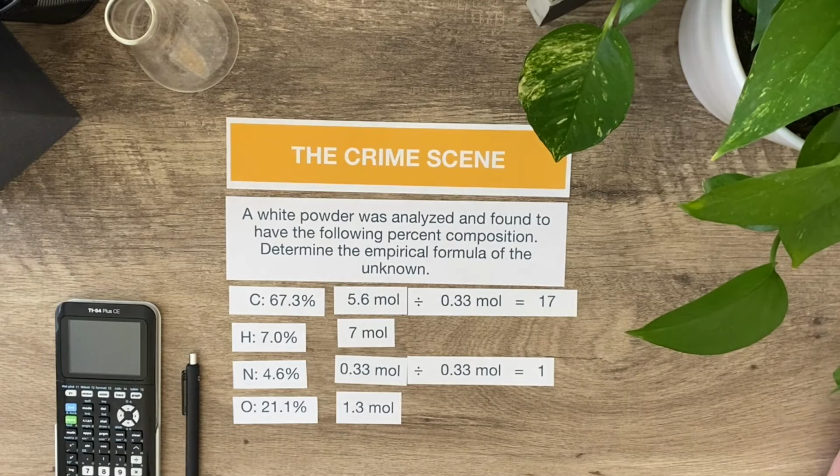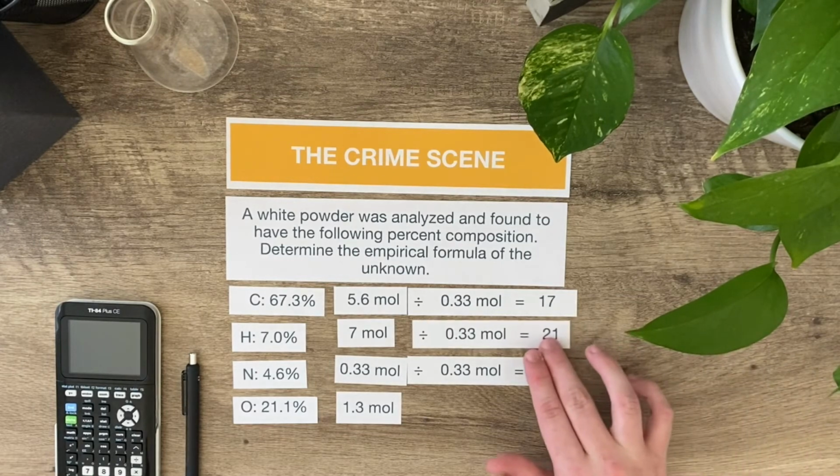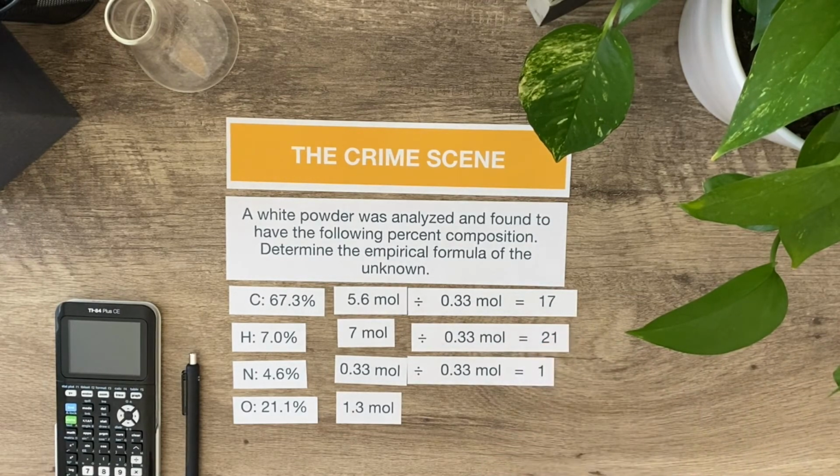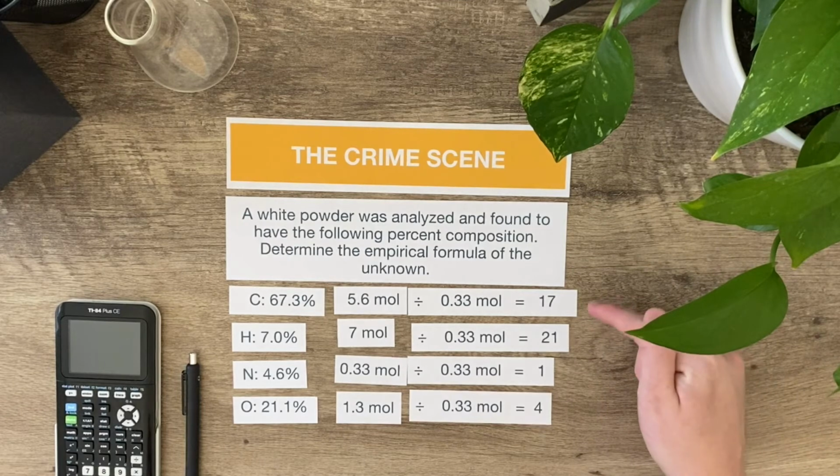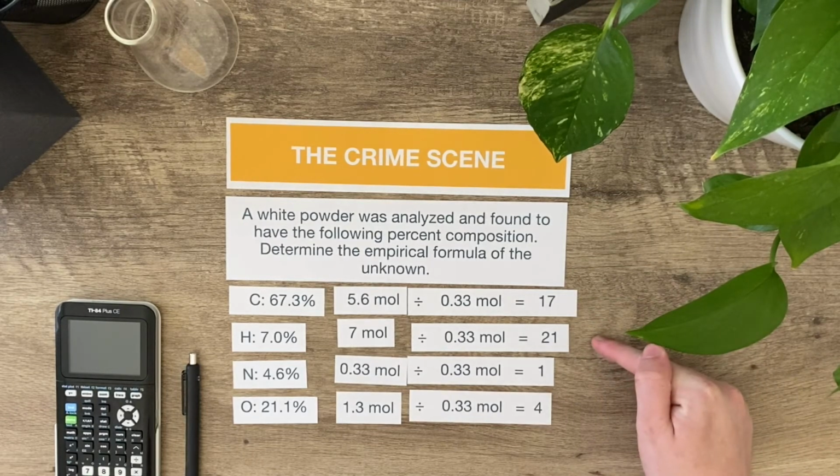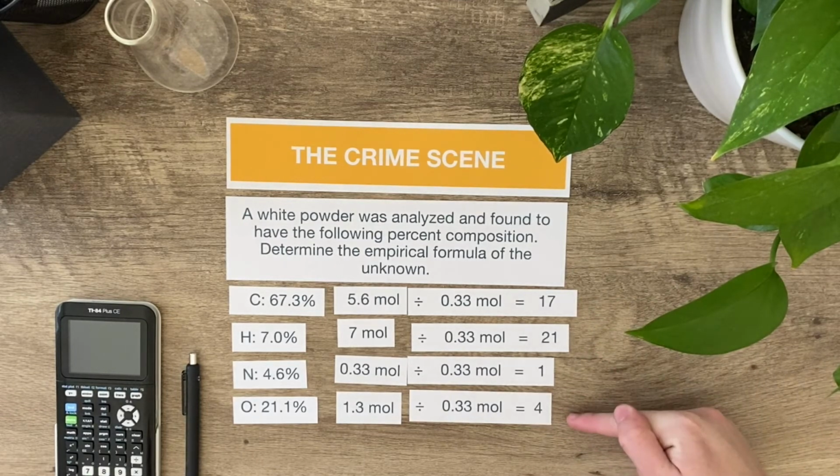Now, I also take hydrogens and divide by 0.33, and I get that there are 21 of them. And lastly, I do oxygen and I get 4. So in relation to this compound or molecule, there are 17 carbons, 21 hydrogens, 1 nitrogen, and 4 oxygens.